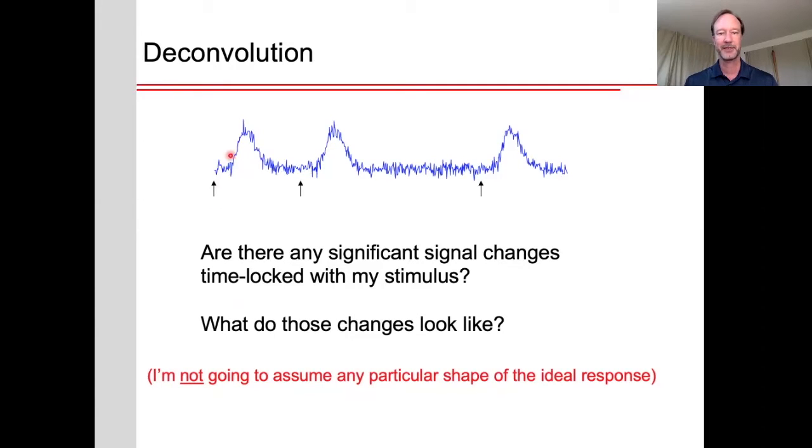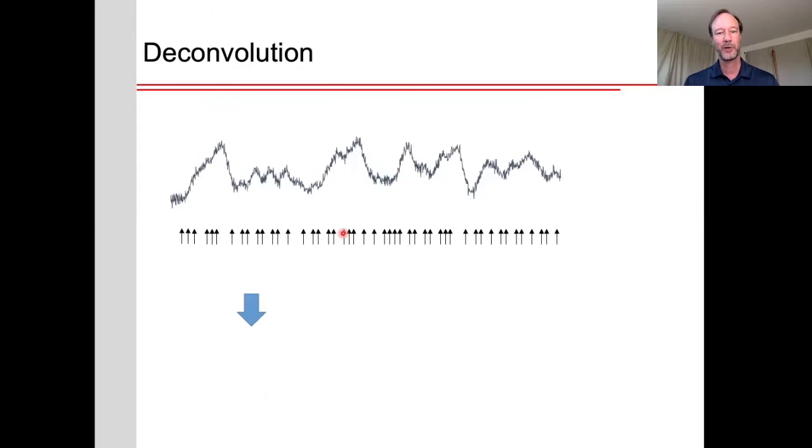Now, if we have the signal as illustrated here, one way to do this would be simply to cut the time series at these different arrows, realign the data, and then average across those time points. However, what if the signal looks like this? We have a rapid event-related design. In this case, we can't just simply cut an average. So how can we obtain what the ideal response looks like that's time-locked with this particular stimulus?